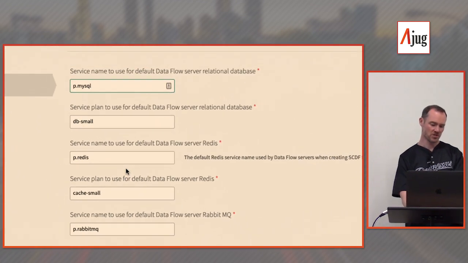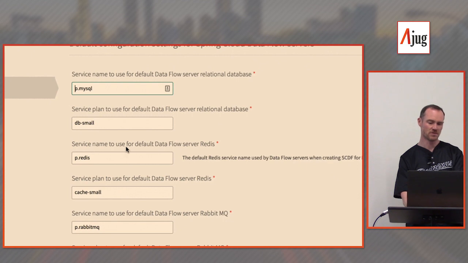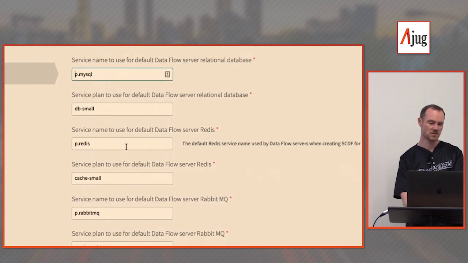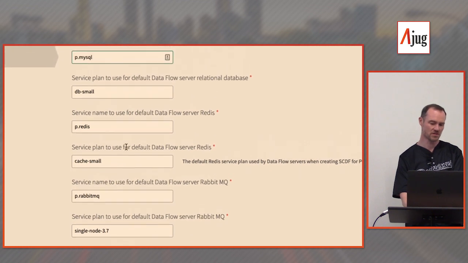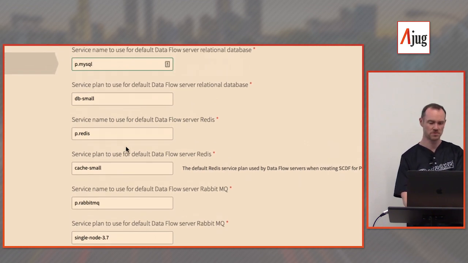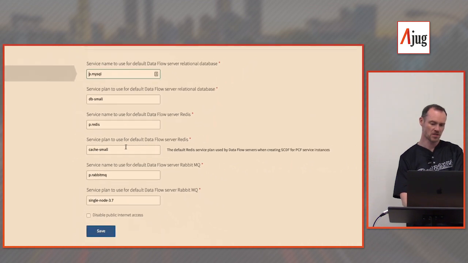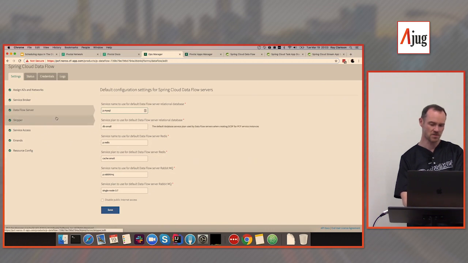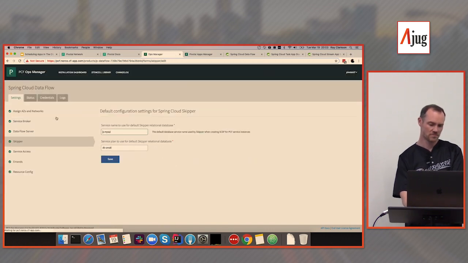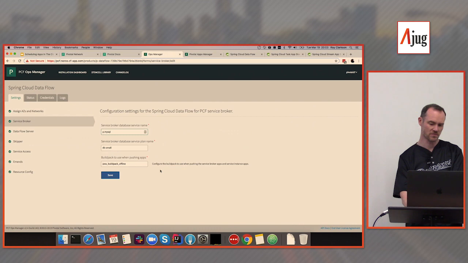Okay, so within the tile configuration, you can see that we're defining the services, and these are all defaulted for you, but if you wanted to change the names and change what services they're being used, you could come in here and change those, and then reinstall the tile, and it would pick up those changes. So Dataflow's got, again, dependencies on those various services. The same thing with Skipper, and the service broker itself has some configuration that it stores in the MySQL database.